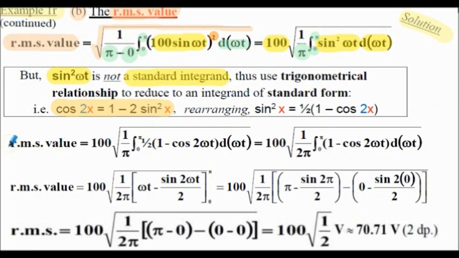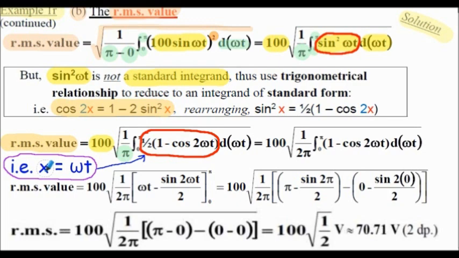So note in this next step here, calculating the r.m.s value, we have 100 outside of the square root sign still, and 1 upon pi multiplied by the integral of, and notice this sine squared omega t term is now replaced with the half multiplied by 1 minus cos 2 omega t in the bracket. So notice the x is equal to omega t. This x in our trig identity is the omega t shown here, which then we need to multiply by 2, shown here.